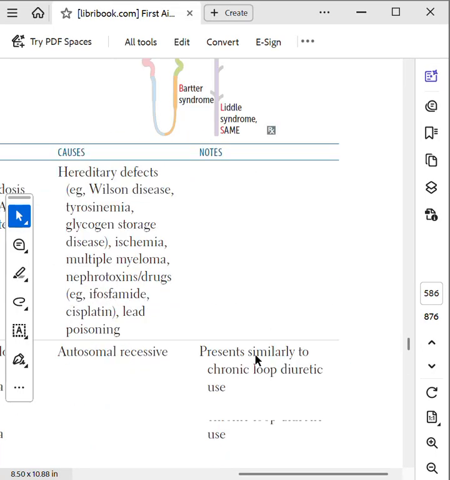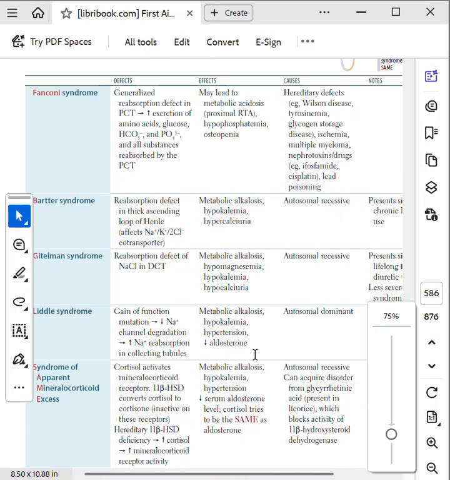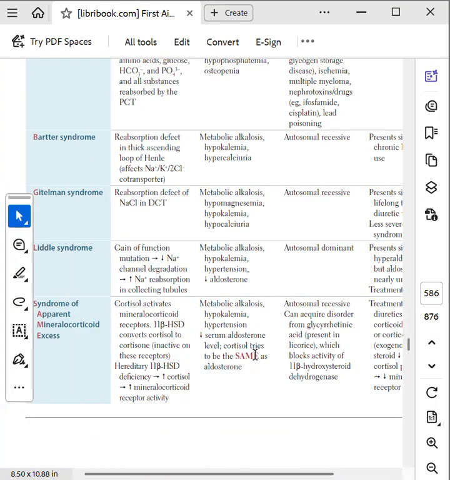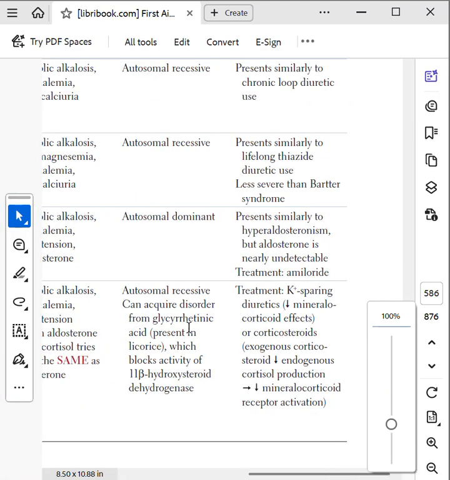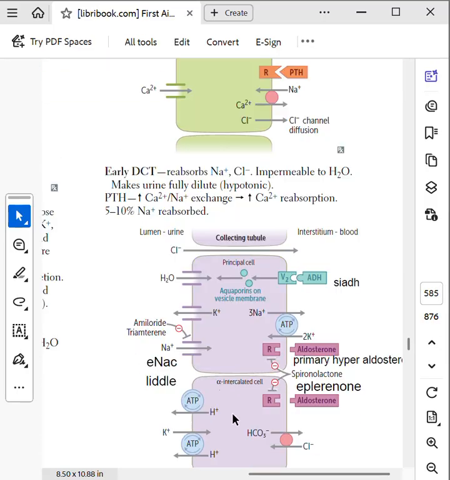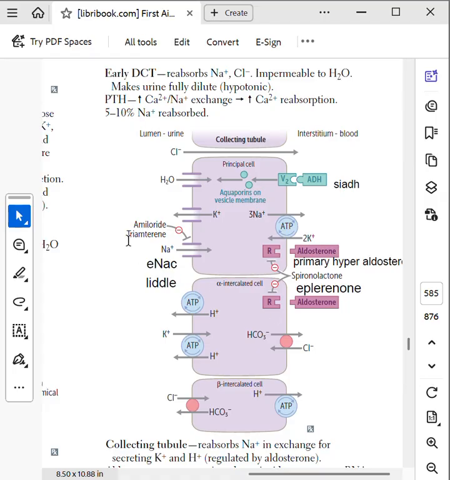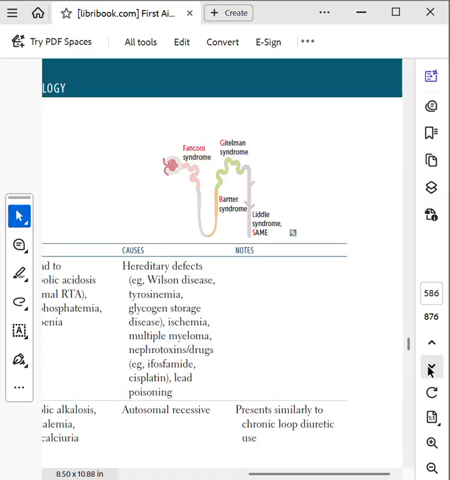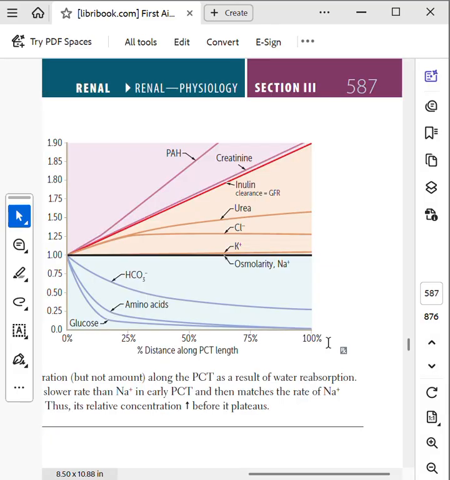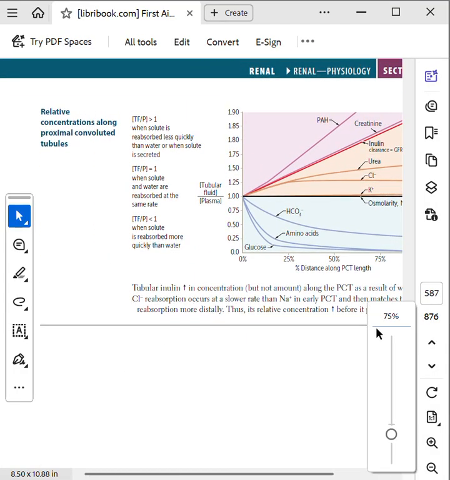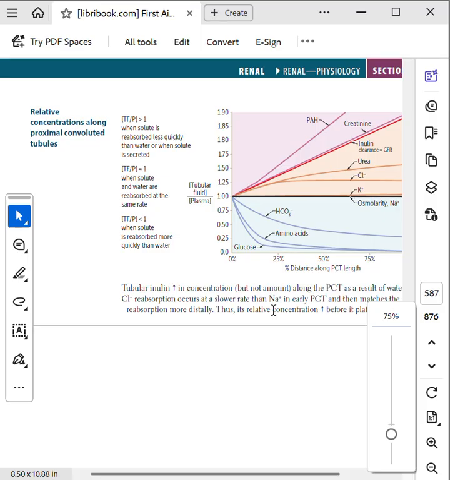Now we've studied all these defects while we were studying nephron physiology, and I think that's better. I will revise the syndrome of apparent mineralocorticoid excess, that the treatment is potassium sparing diuretics, because potassium sparing diuretics decrease mineralocorticoid effects or corticosteroids, and that basically means less mineralocorticoid receptor activation. We give amiloride as a treatment to this problem. Okay, potassium sparing diuretics. Moving on, we have the relative concentration along proximal convoluted tubules.